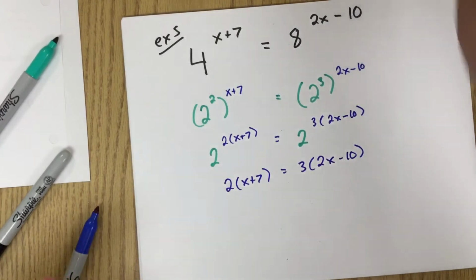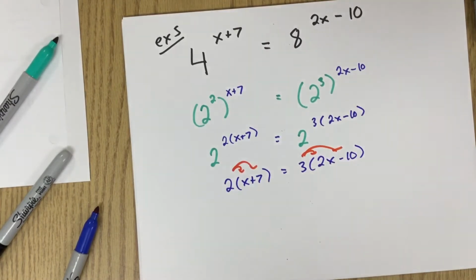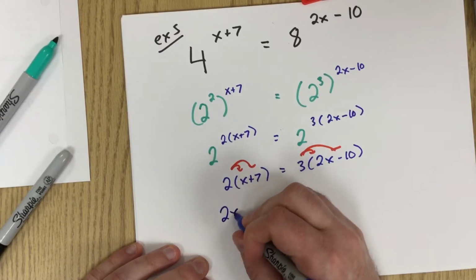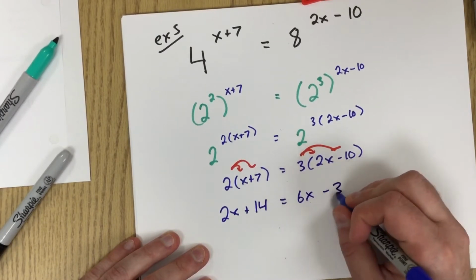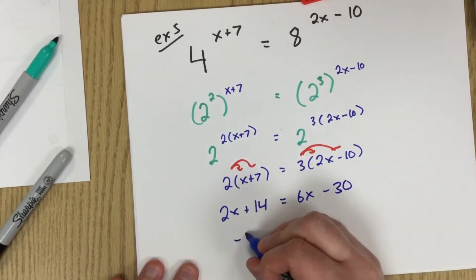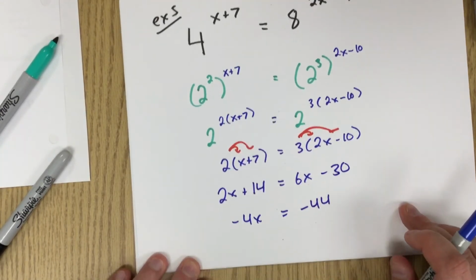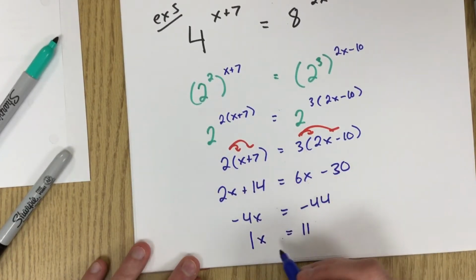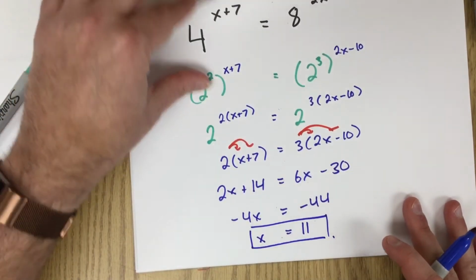We're going to expand these. We're going to get 2x plus 14 is 6x minus 30. And then we're going to get negative 4x is negative 44. So we brought the 14 over and made it negative. Divide both sides by negative 4, and we get x equals 11. Now these answers have been pretty, but there's no reason why it has to be pretty, of course.